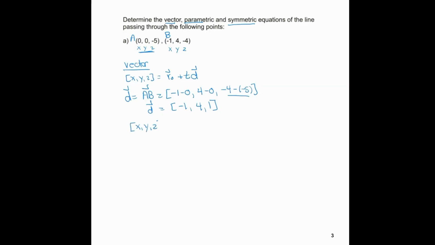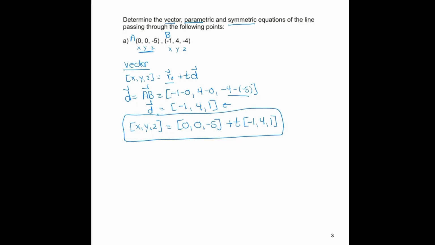X, Y, Z, square brackets because it's a vector. That's telling me it's not just a point on the line, it's a vector, is equal to R naught, which is our position vector, which has its tip at 0, 0, negative 5, which is a known point on the line, plus a scalar multiple of the direction vector, which really is equal to the slope anywhere along that line. It's a straight line. It's going to have the same slope all the way along it. And we can define that as vector negative 1, 4, 1, which is what we just found right here. So there's our vector equation of the line.